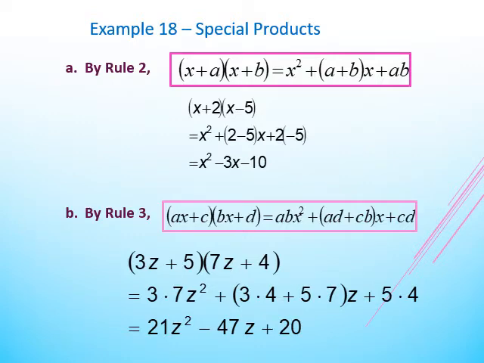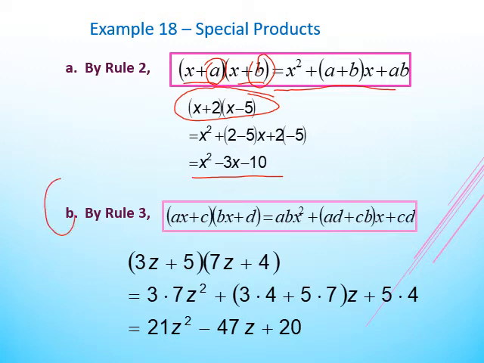For example, rule 2, which is if we have two brackets, x plus a, which is a constant or number, and x plus b, another constant, this will be x squared plus a plus b x plus ab. So we here have an example, x plus 2 times x minus 5. So the result will be x squared plus 2 minus 5 x plus 2 times negative 5. And by simplifying, we got x squared minus 3x minus 10.